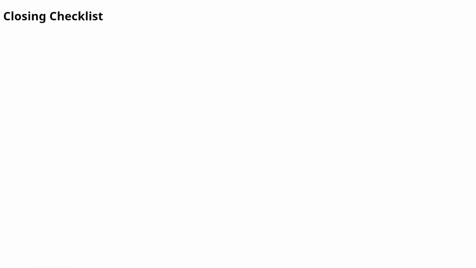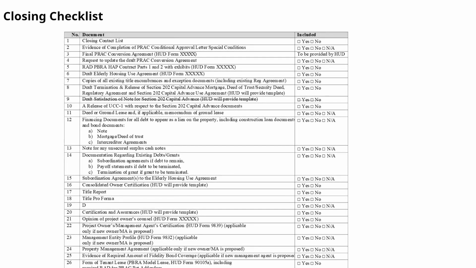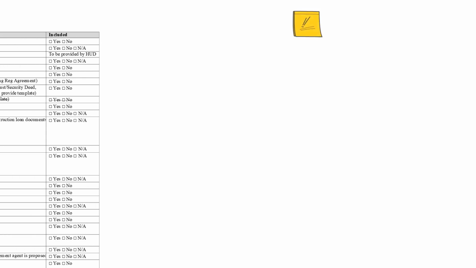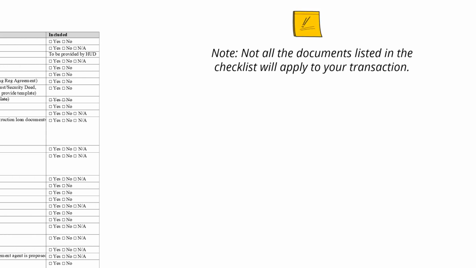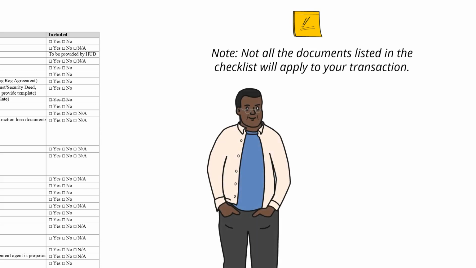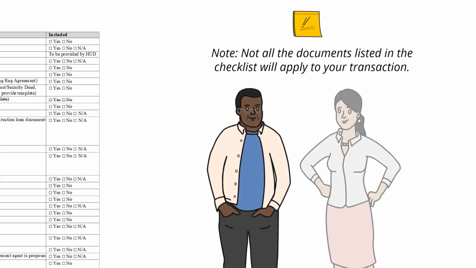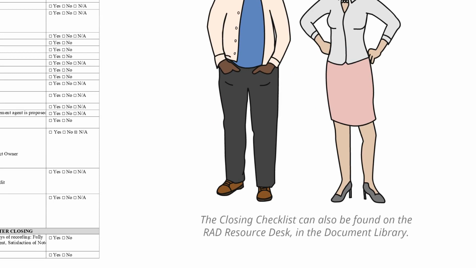Attached to the hello email is a closing checklist. The closing checklist identifies the documents needed to close your RAD conversion. The project owner is responsible for drafting these documents and providing them to HUD for review and approval. Upon receipt of the conditional approval letter, the project owner should carefully review it with their legal counsel and begin work on the closing documents as soon as possible. Template HUD closing documents can be found on the RAD resource desk at www.radresource.net in the document library under the closing section.